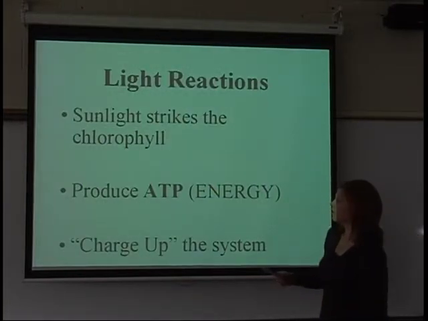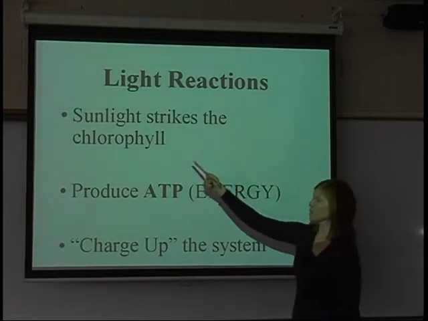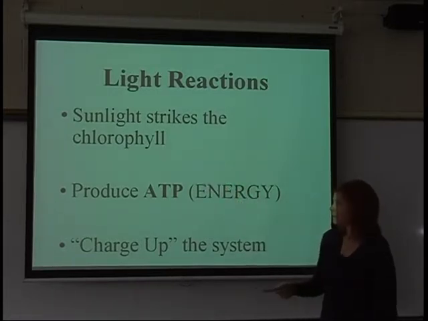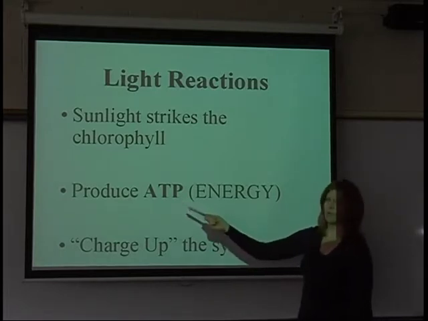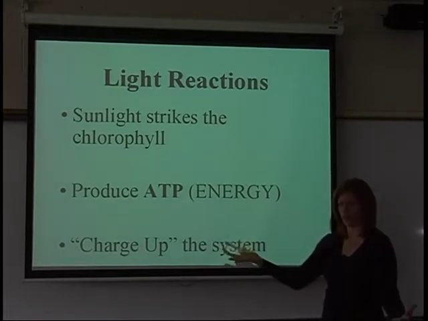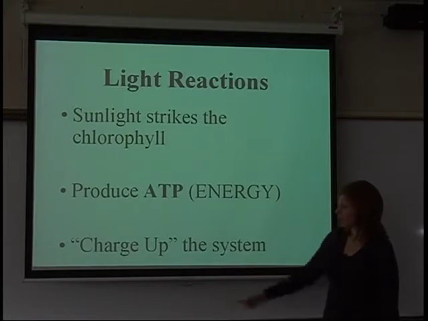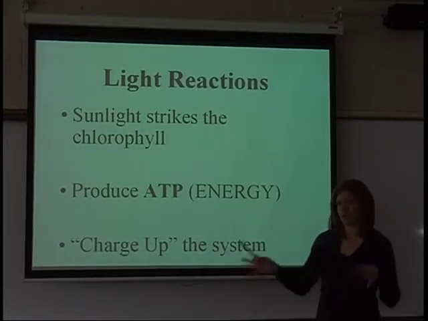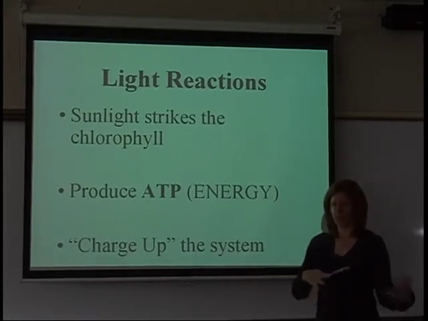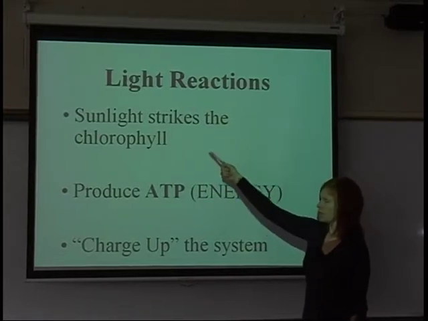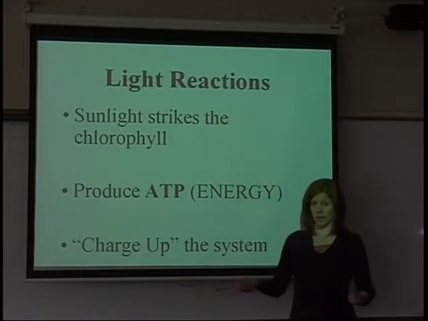In the light reactions, this is where the sunlight strikes the chlorophyll in the plant. Basically what you have happening is it's going to produce a molecule called ATP, which is a form of energy, and it's going to kind of charge up the system to get it ready to be able to undergo the dark reactions. So this one is using the sunlight to kind of get it going and create the energy.